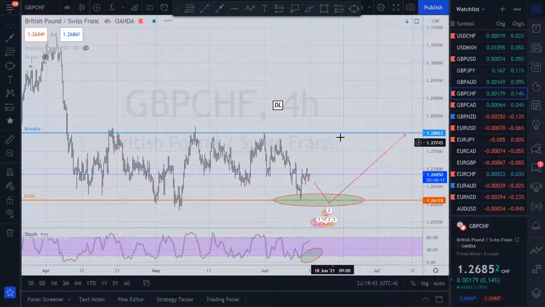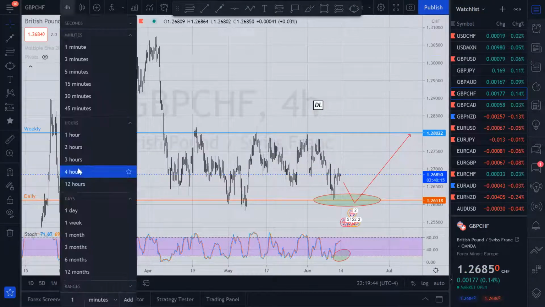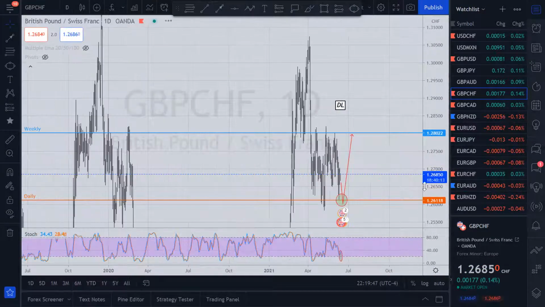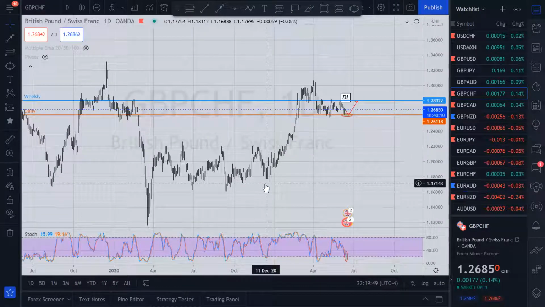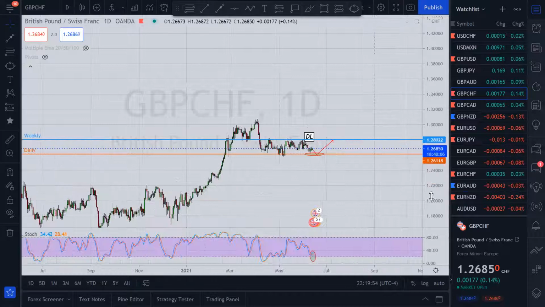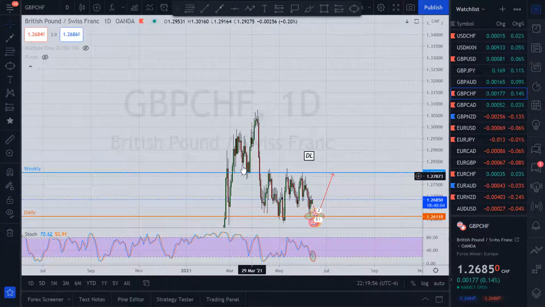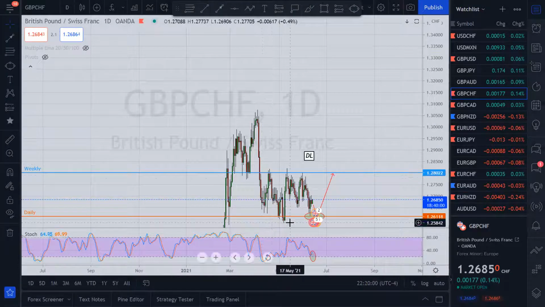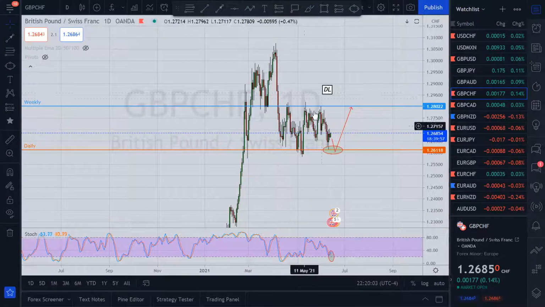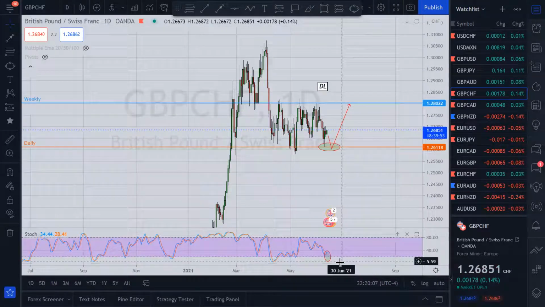Next, pound Swiss. Let's go to the daily. We're looking for longs. Why are we looking for longs? Because we have been long since December of 2020. We found ourselves going up high and then breaking this high or low here and coming back and retesting it and coming lower. We are in the lower part of this trading range. This trading range is pretty well defined. I like that.